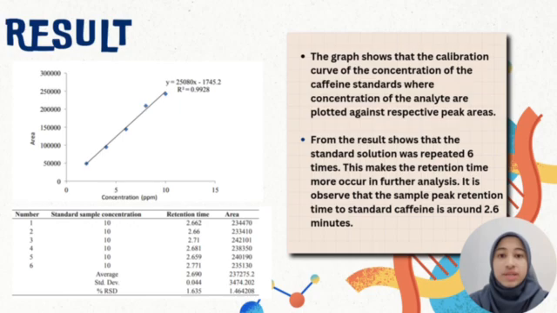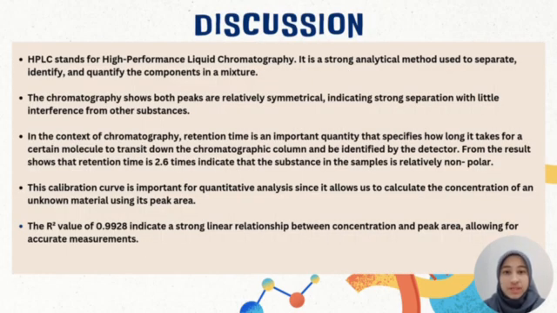Next, the graph shows the calibration curve of the concentration of the caffeine standard, where the concentration of the analyte is plotted against the respective peak areas. From the result, it showed that the standard solution was repeated 6 times. This makes the retention time more accurate in further analysis. It is observed that the sample peak retention time compared to standard caffeine is around 2.6 minutes. To determine the amount of caffeine, HPLC is used for further analysis.